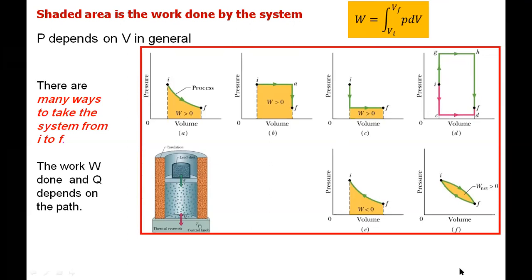And here also, in this case, you can see from final to initial, the work is less than zero, so it's negative. And here it's like a hysteresis curve. From initial to final, or from final to initial, the net work will be greater than zero.